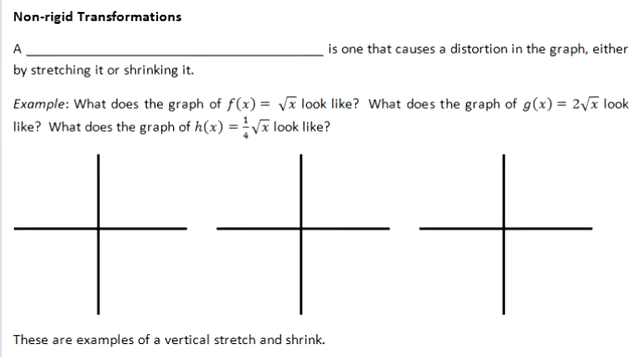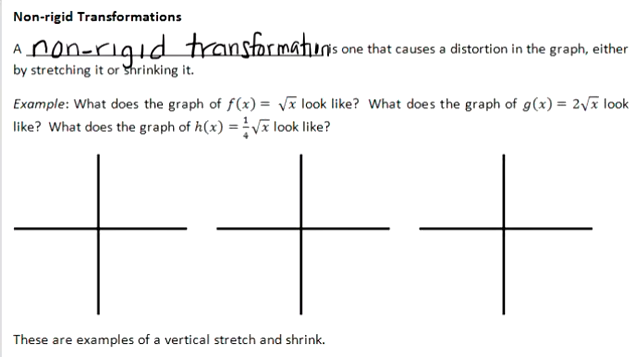Up until this point, we've been looking at transformations that do not affect the shape of the graph. Our next step is to look at something called a non-rigid transformation. A non-rigid transformation is one that causes a distortion in the graph either by stretching or shrinking it.